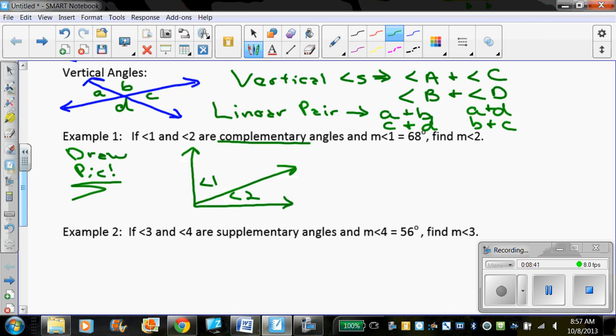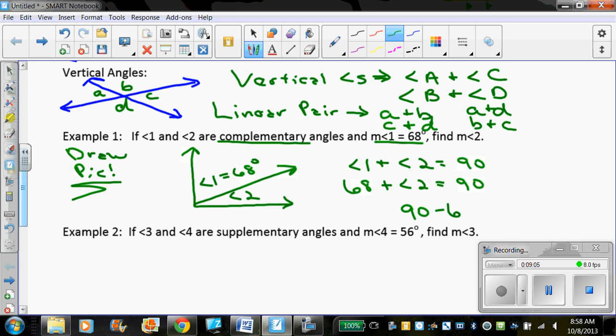Now, over here, it says angle 1 is 68 degrees. So I know this is 68 degrees. Well, then angle 2 is going to be the other part of the 90 degrees. So we're going to remember this is angle 1 plus angle 2 equals 90 degrees. If you know angle 1 is 68 degrees and you want to know what angle 2 is, all you're going to be doing is saying 90 minus 68 degrees. And that is going to give us our angle 2, which is 22 degrees.